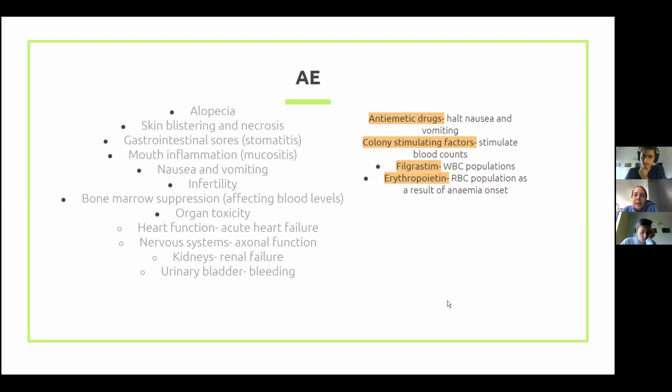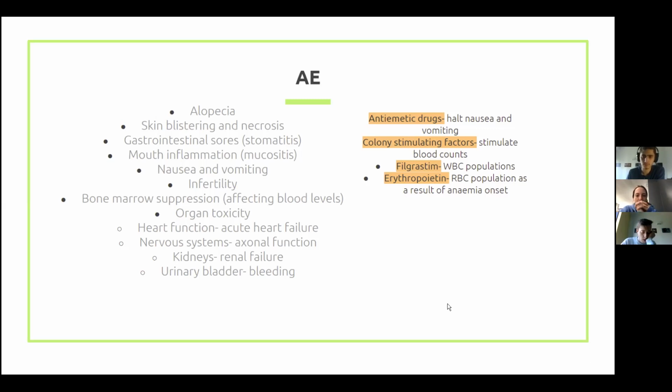And some ways that we can stop this are antiemetic agents, which will stop your nausea and vomiting. We also have things that stimulate blood count. So we might give erythropoietin, which increases red blood cell production, and also filgrastim, I don't know if I said that right, which will increase your white blood cell population. And that just assists your immune system in fighting these cells and reducing side effects.